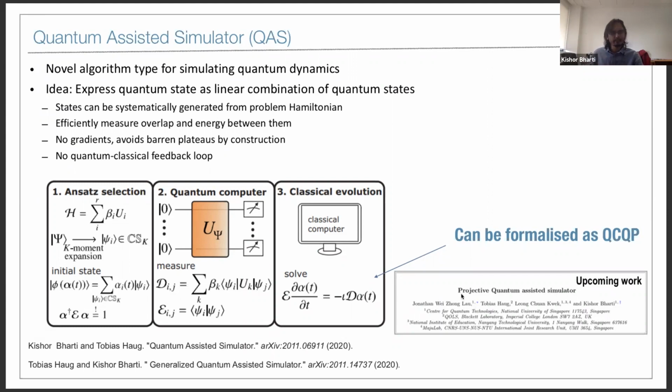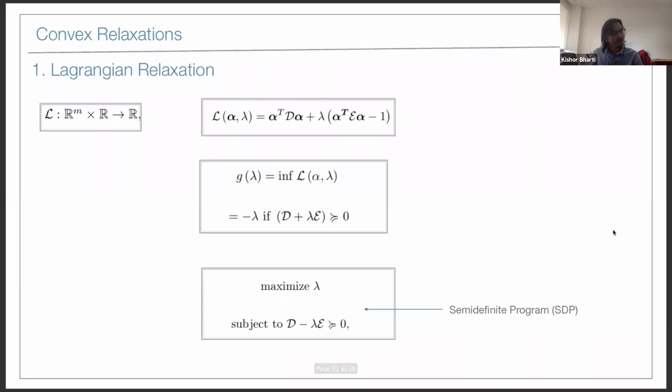And stay tuned, we have some work coming up on a projective quantum assisted simulator where we use these ideas to formulate as QCQP and so on. So maybe in a week or something, you might see some paper coming on arXiv. Moreover, you can use these QCQPs and do some kind of semi-definite Lagrangian relaxation, which turns out to be an SDP, which are widely well-studied optimization programs.